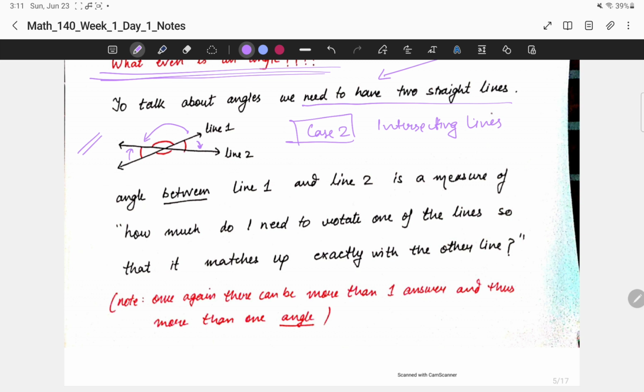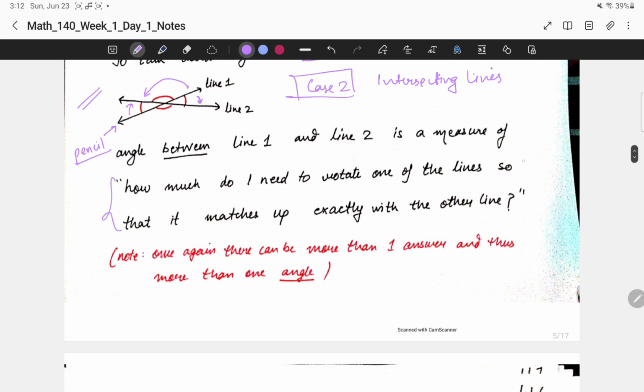So that idea is captured by this angle. The angle between line 1 and 2 is a measure of how much I need to rotate one of the lines so that it matches up exactly with the other line. Again, there can be more than 1 answer, thus there can be more than 1 angle. But that's the basic idea for why we even want to talk about angles.